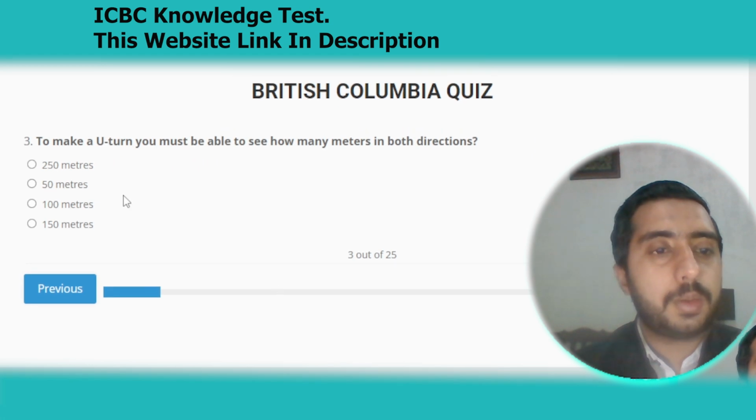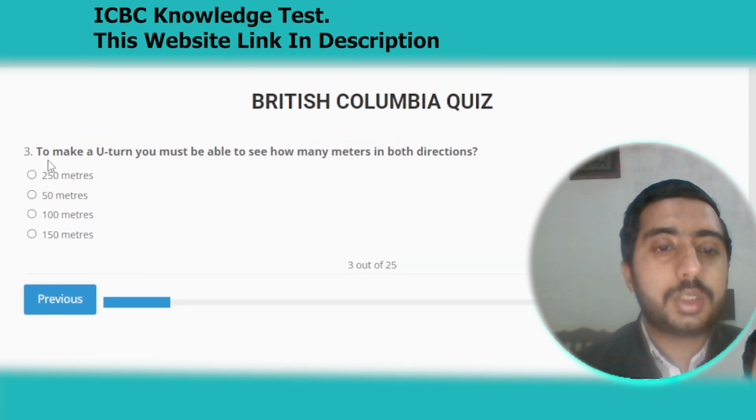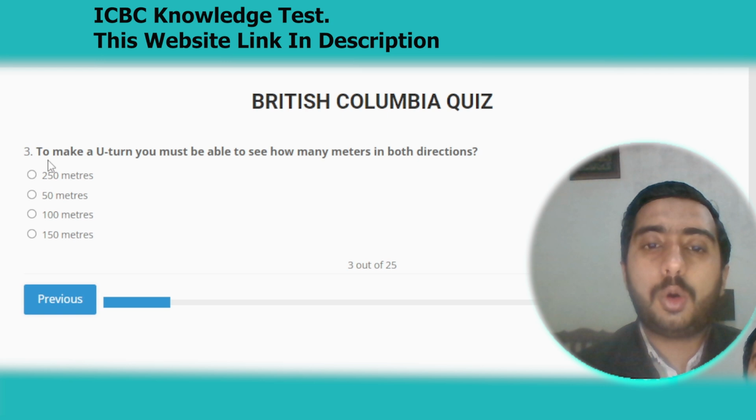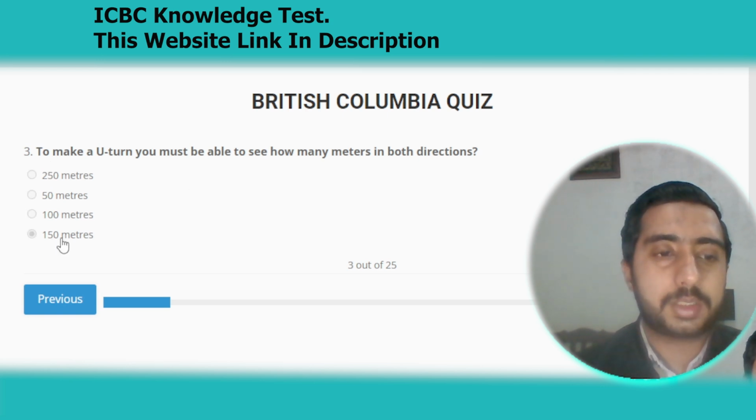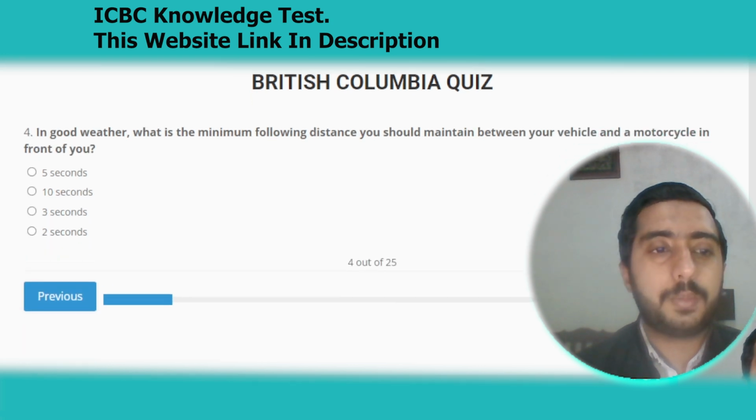Next question, question number 3. To make a U-turn, you must be able to see how many meters in both directions? Almost 150 meters.